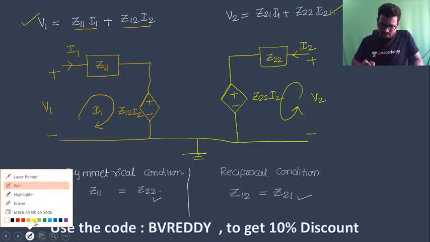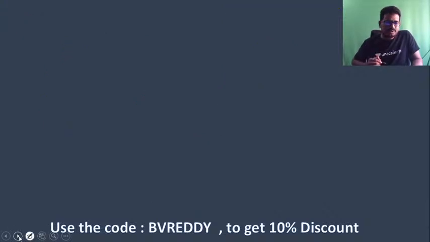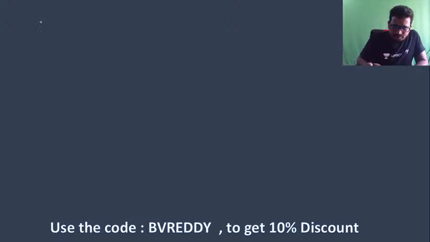This is about the Z parameters. Now let's move to the next one. The next parameters are the Y parameters.